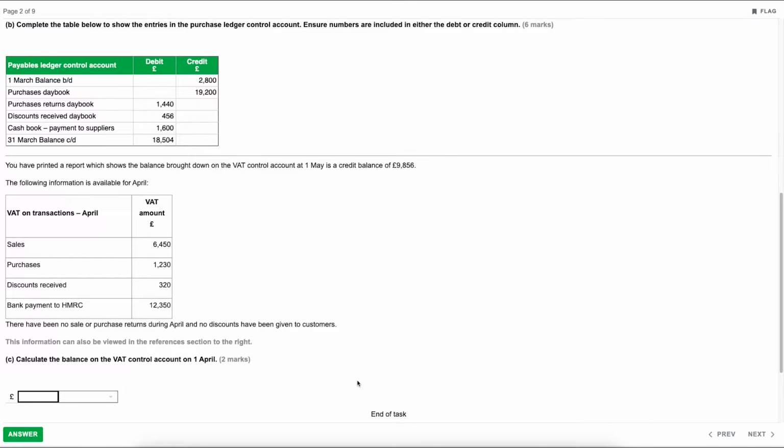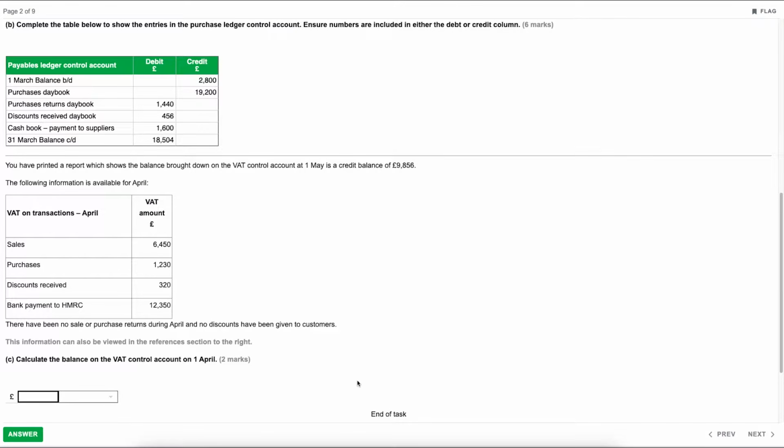So then it states there have been no sale or purchase returns during April, and no discounts have been given to customers. Okay, so part C, calculate the balance on the VAT control account on the 1st of April. So we haven't actually been given our starting balance in this scenario. We've been given the ending balance for the month. So what we need to do is basically calculate this by drawing up a VAT control account.